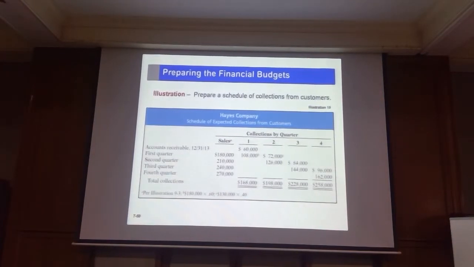How about the sale, right? In the last quarter, we have total sales equal to 270,000. 60% we collect right away, right? How about the rest, 40%? That one we will collect next year, right? So that amount, let me show you a bit. This 40% equals how much?